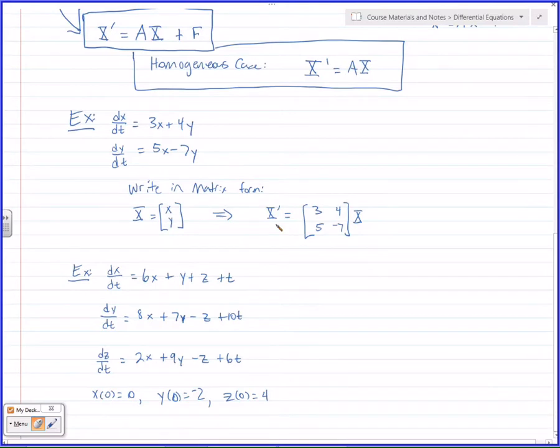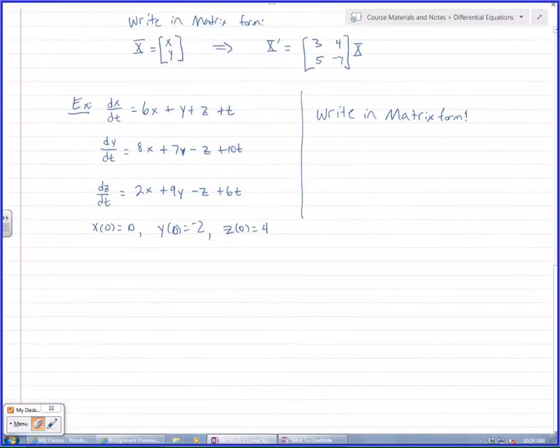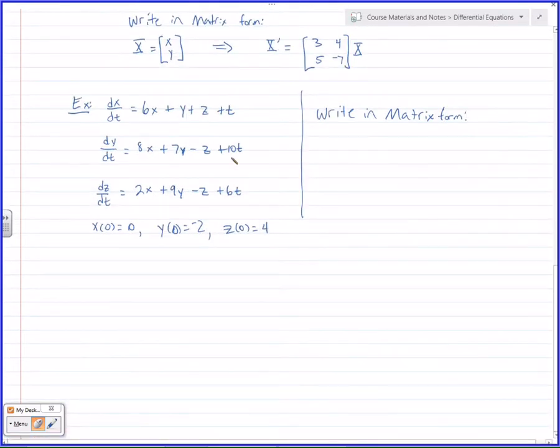All right, so write in matrix form. Again, just making sure you see where the different pieces come from. When we start working with these things in great detail, we're going to be identifying the coefficient matrix and then working with that to find its eigenvalues and eigenvectors and such.